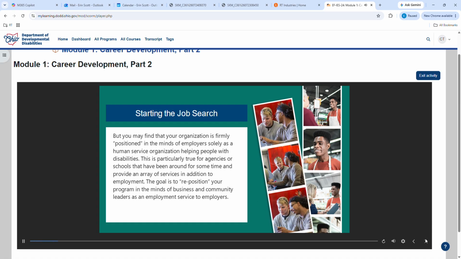But you may find that your organization is firmly positioned in the minds of employers solely as a human service organization helping people with disabilities. This is particularly true for agencies or schools that have been around for some time and provide an array of services in addition to employment. The goal is to reposition your program in the minds of business and community leaders as an employment service to employers.